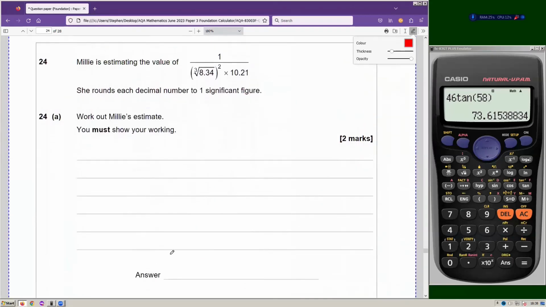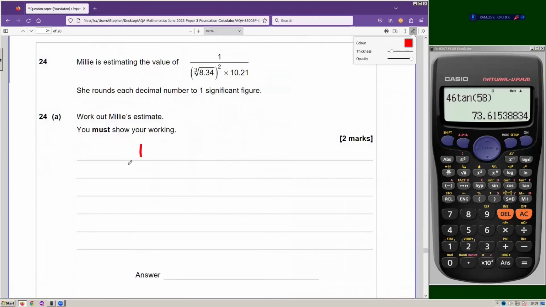SOHCAHTOA. Question 24. Millie is estimating the value of 1 over the cube root of 8.34, and then we square that, times by 10.21. She rounds each decimal number to one significant figure. Work out Millie's estimate. You must show your working.